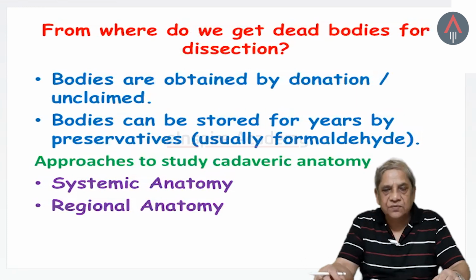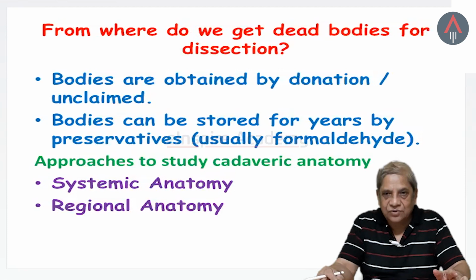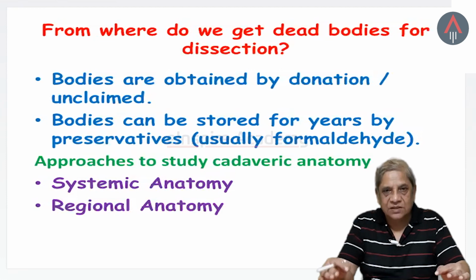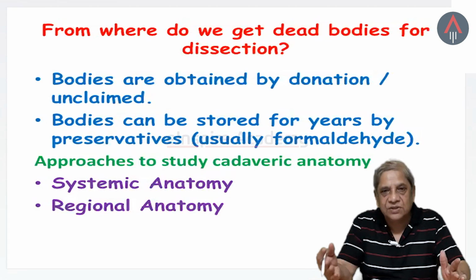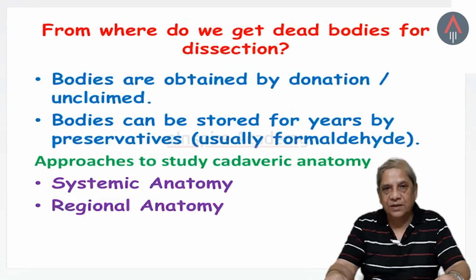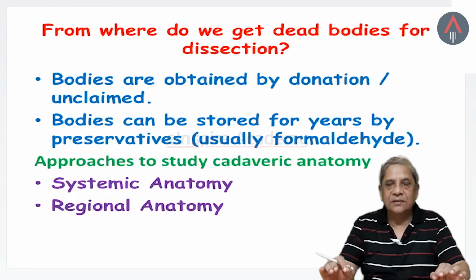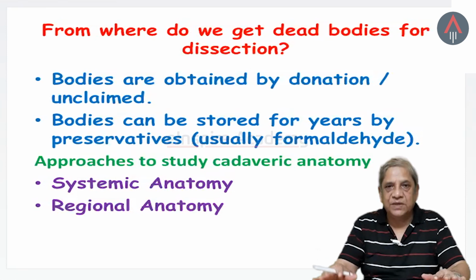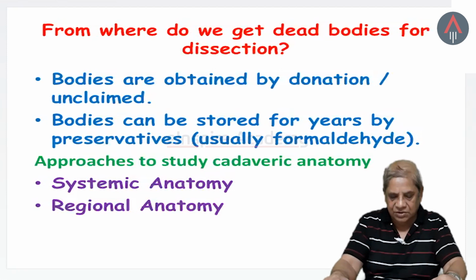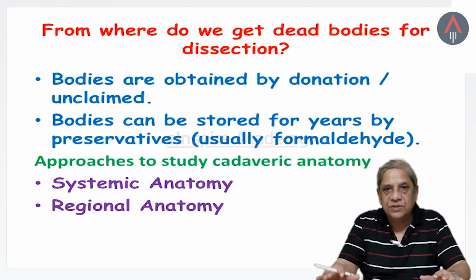Why? Because if you go by this method, then you will have to dissect so many bodies, because once you start dissecting one system, that body will get spoiled. You cannot dissect the other system on the same body. That's why there is another method of study of human anatomy which is practiced in most of the medical colleges. It is called regional anatomy.